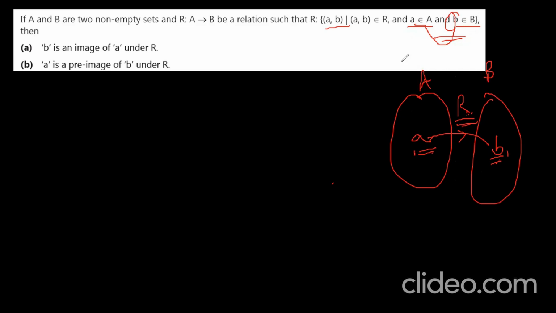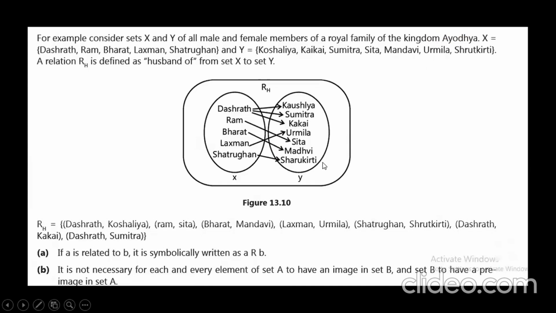Let us move to the next part. For example, Dasharath, Ram, Bharat, Lakshman, Shatrughna, the family of the Kingdom of Ayodhya. I am taking Kaushalya, Sumitra, Kaikeyi, Urmila, Sita, Madhvi, and Shrutakirti like this. A is related to B, symbolically written as ARB.